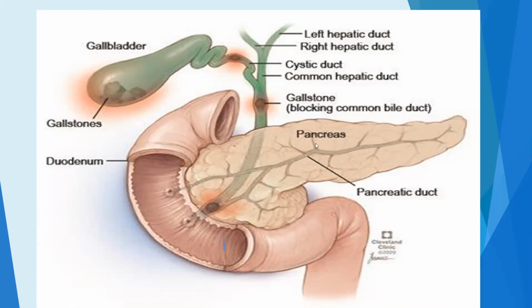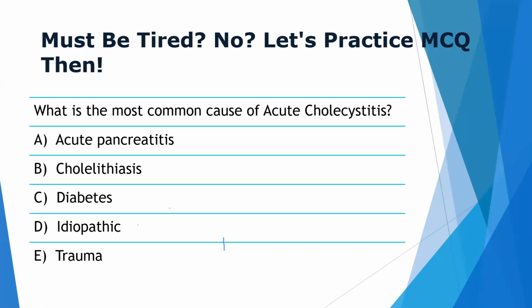Murphy sign, I have just told you, but again repeated: on deep palpation in the right upper quadrant, there is pain when the inflamed gallbladder hits the examiner's finger. We ask the patient to take a deep breath. You put your hand in the right upper quadrant, and when the patient takes a deep breath and you push your hand, the fundus of the gallbladder comes in contact with the anterior abdominal wall and touches your finger, and the patient will hold the breath because of the excruciating pain.